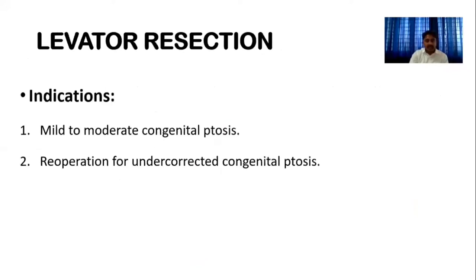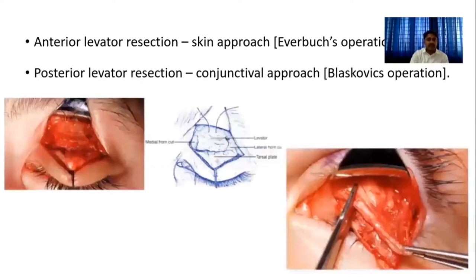The other surgery which is most commonly done is the levator resection. The indications are mild to moderate congenital ptosis having a good LPS action, more than 6 millimeters, and resurgery for undercorrected congenital ptosis or aponeurotic ptosis where the LPS action is more than 6 to 8 millimeters.